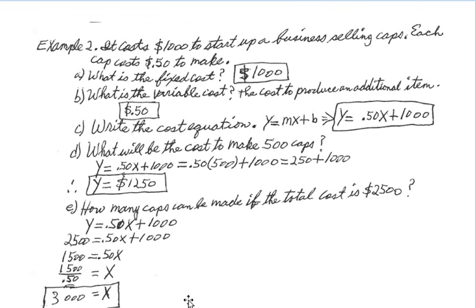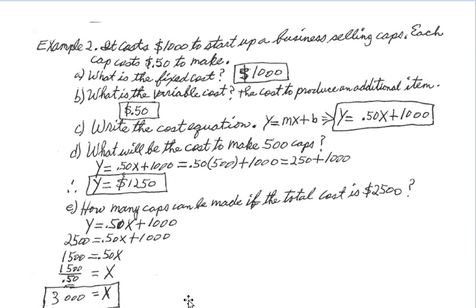Example 2. It costs $1,000 to start up a business selling caps. Each cap costs 50 cents to make. What is the fixed cost? In this case, the fixed cost is the cost to start up the business, which is $1,000. B. What is the variable cost? In this case, it's the cost to produce each additional item, which is 50 cents.